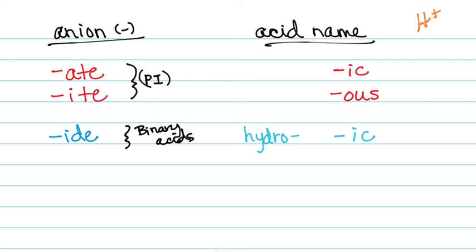If your polyatomic ions have a prefix as part of their polyatomic ion name, those stay where they're at, such as perchlorate would be perchloric acid, or hypochlorite would be hypochlorous acid, so that per and that hypo are part of the polyatomic ion name.